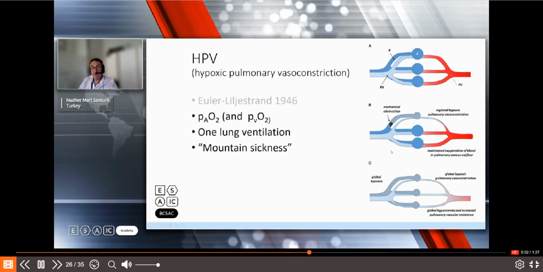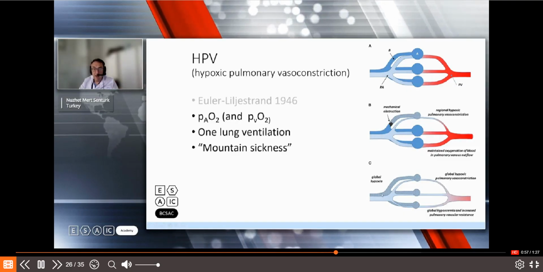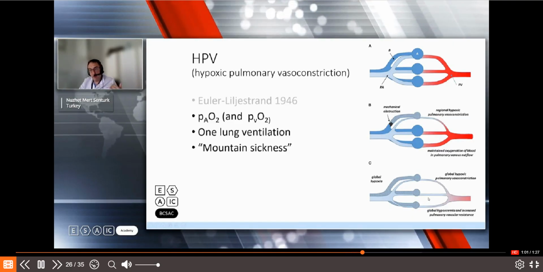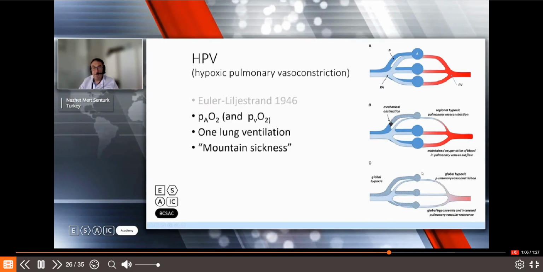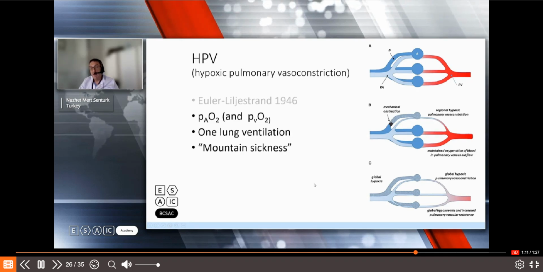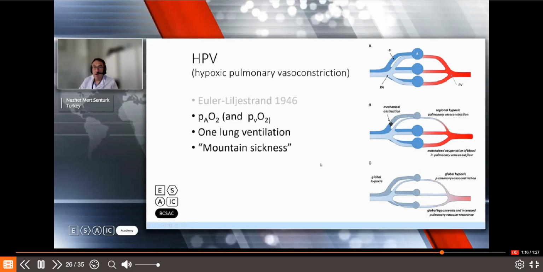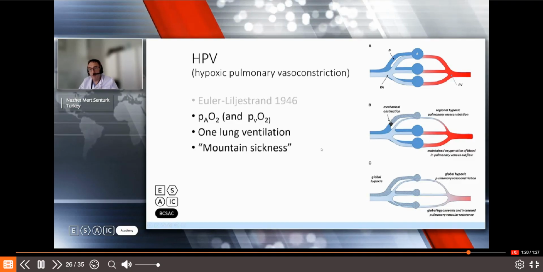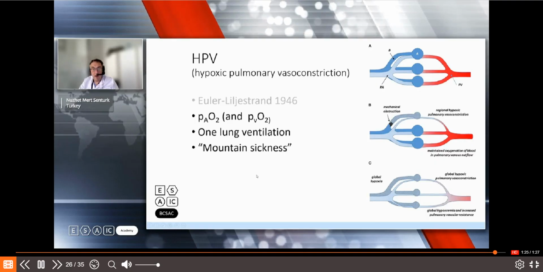But if the whole lung is hypoxic, if all the alveoli are hypoxic, then I would have an overall increased pulmonary vascular resistance, which would mean a mountain sickness. Think about it. If I would go to the Everest, to a mountain, the barometric pressure would be low, and as a result the alveolar oxygen pressure would also be low, and therefore in that case I would have a pulmonary hypertension.